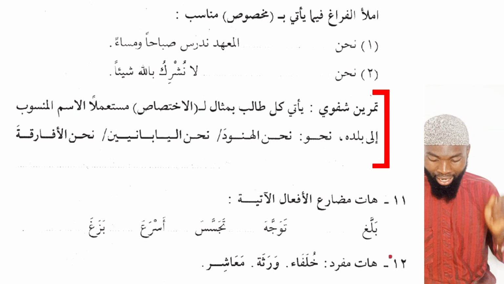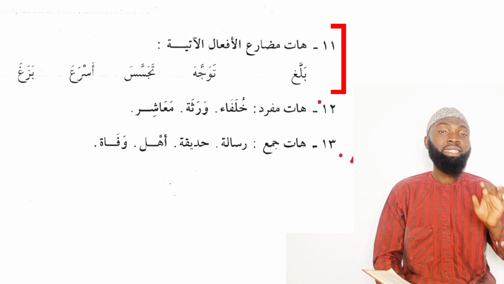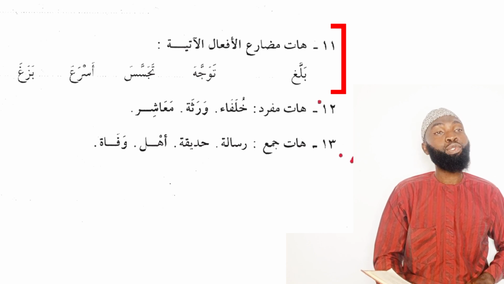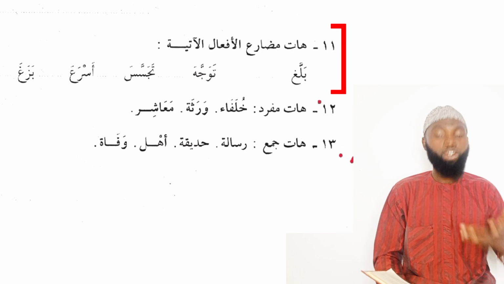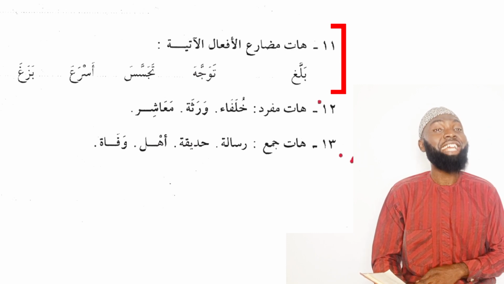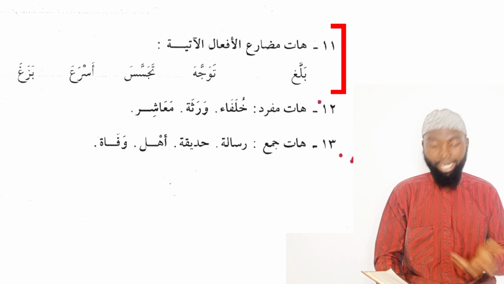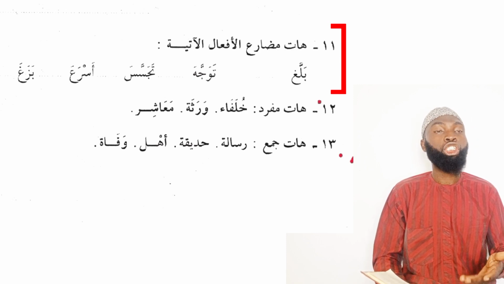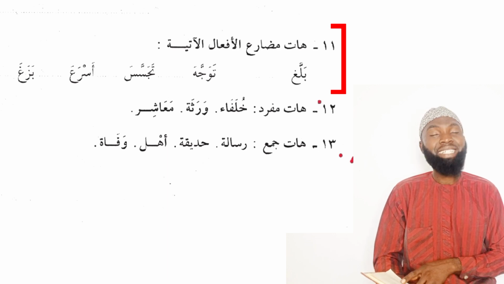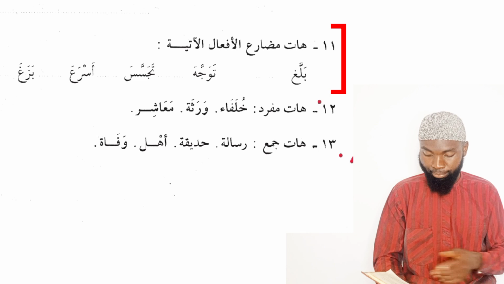MashaAllah. Now we have Hati Mudari al-Af'al al-Atiyah. You are to form the present tenses for the following words. The first word is Ballagha, you say yuballigu. Second is Tawajjaha, yatawajjahu. Tajassasa, he spied, it will be yatajassasu. Asra'a, he rushed, yusri'u. Bazagha, yabzugu. Do you understand? MashaAllah.